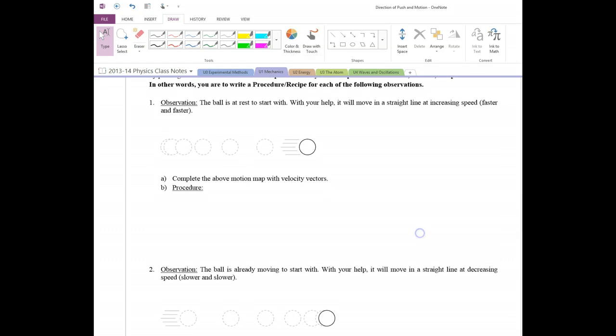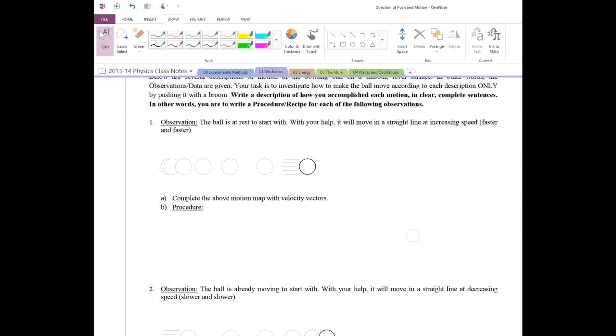Alright, so in the first one, just to give you an example of what you need to do, the first direction is to write a description of how you get the motion and to write a procedure. It also says to complete it with velocity vectors for this motion map. A velocity vector is an arrow that shows us the direction and how fast. I'll write that over here. It's an arrow that shows both speed and direction.